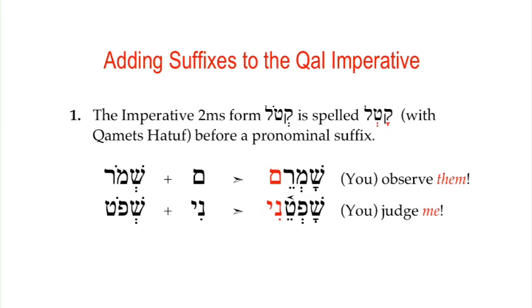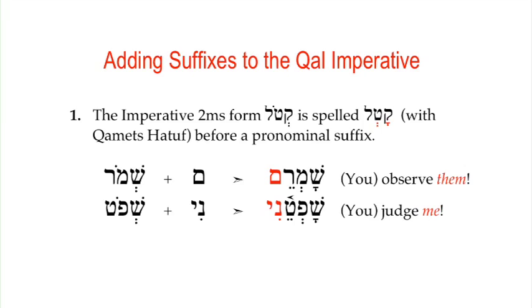In this particular instance, you've got the shifting of the O class stem vowel back to the first syllable. So instead of shamor, it's going to be shom-something. All right? The O class stem vowel has shifted back, and you're going to take the pronominal suffix and its connecting vowel at the end. So let's look at our 2 examples. The regular Qal imperative 2ms form, shamor, plus the 3mp pronominal suffix mem, takes the tsere connecting vowel, and so the pronunciation of the entire form is shomrem.